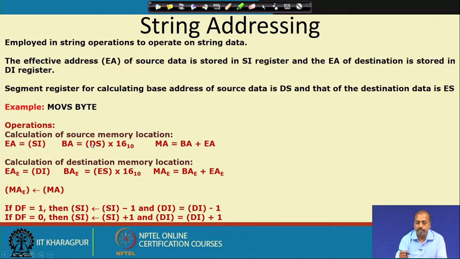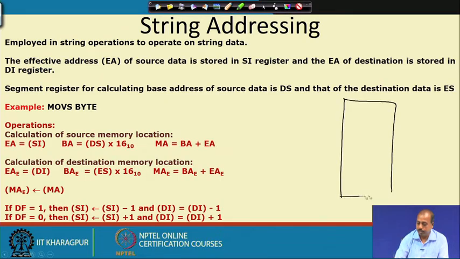Actually, the idea is like this. If this is your memory, this may be the source block S, and this is the destination block D, and we may be interested to transfer the content of this memory location from here to here.